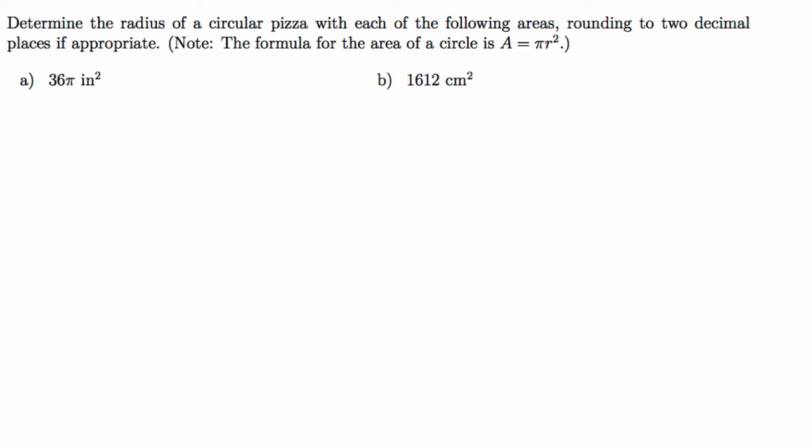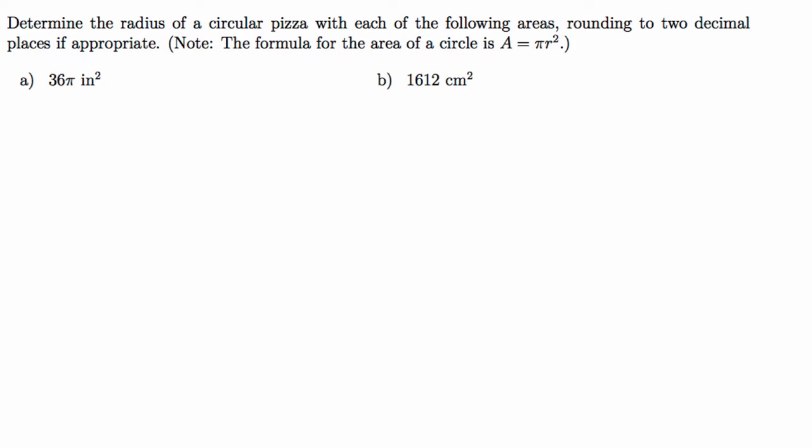In this video, we will determine the radius of a circular pizza with each of the given areas. We will round our answers to 2 decimal places if appropriate. As a reminder, the formula for the area of a circle is that the area equals pi times the radius squared.